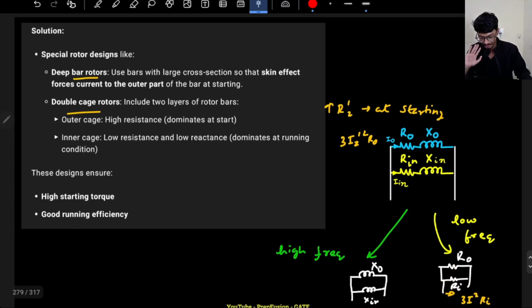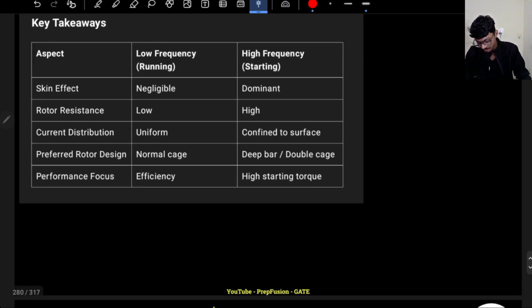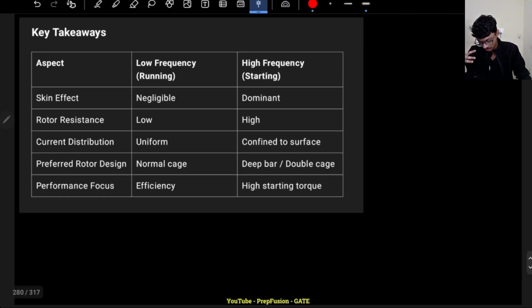So this is what we'll do. We will have a higher starting torque and good running efficiency. Running means when it is operating at full load. This is the main purpose basically. So for this, there are two things that you do. This is the difference basically.